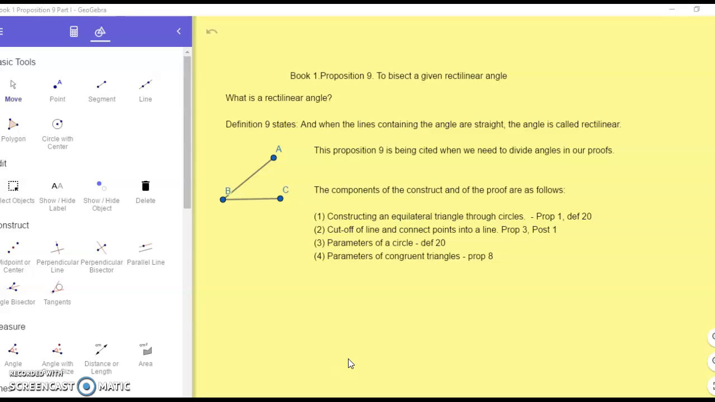This Proposition 9 is being cited when we need to divide angles in our proofs for other propositions. And to give everyone an overview of what to expect for the construct and the proof part, here are the components. The first one, constructing an equilateral triangle through having circles, based on Proposition 1 and Definition 20. We also have the cutting off and connecting of points into a line, that's Proposition 3 and Postulate 1. And we are also using the parameters of a circle, Definition 20, and the parameters of congruent triangles, Proposition 8. So let's proceed.